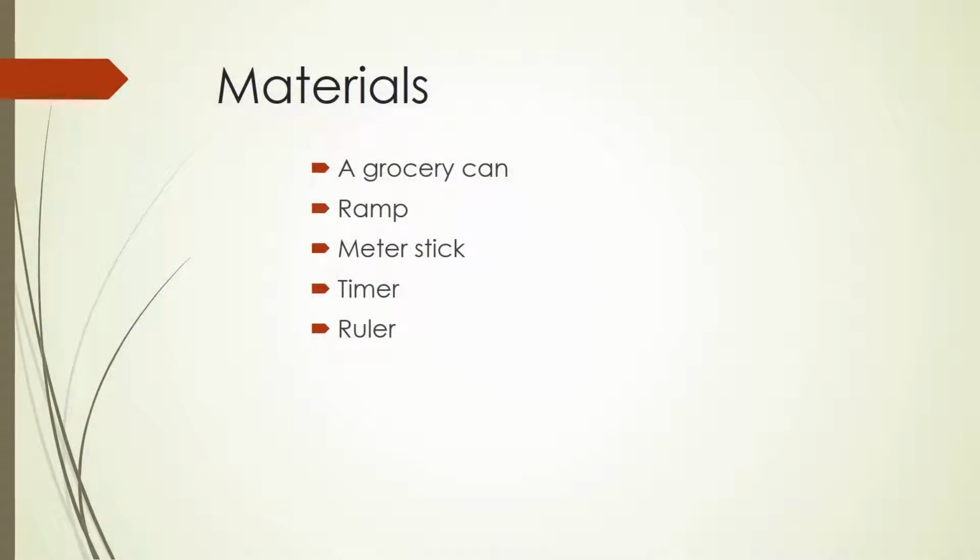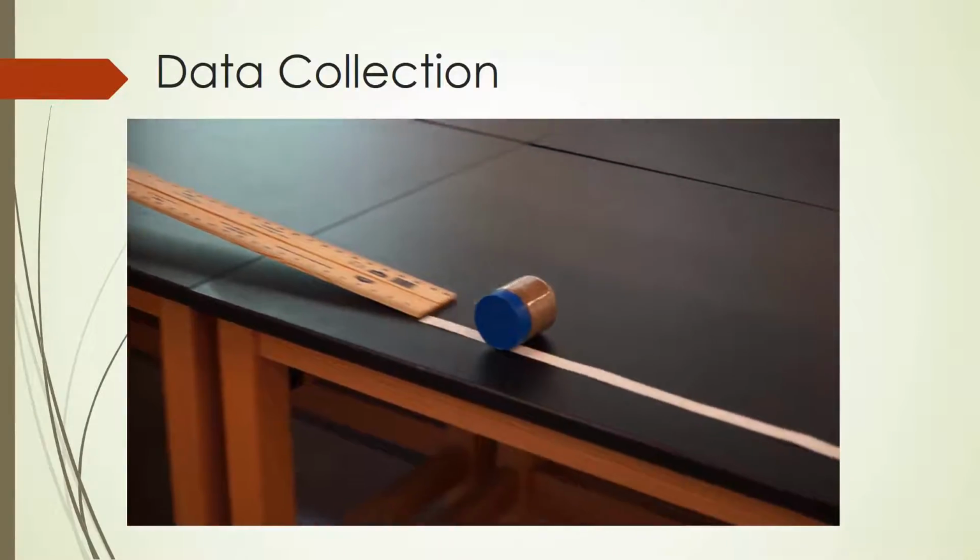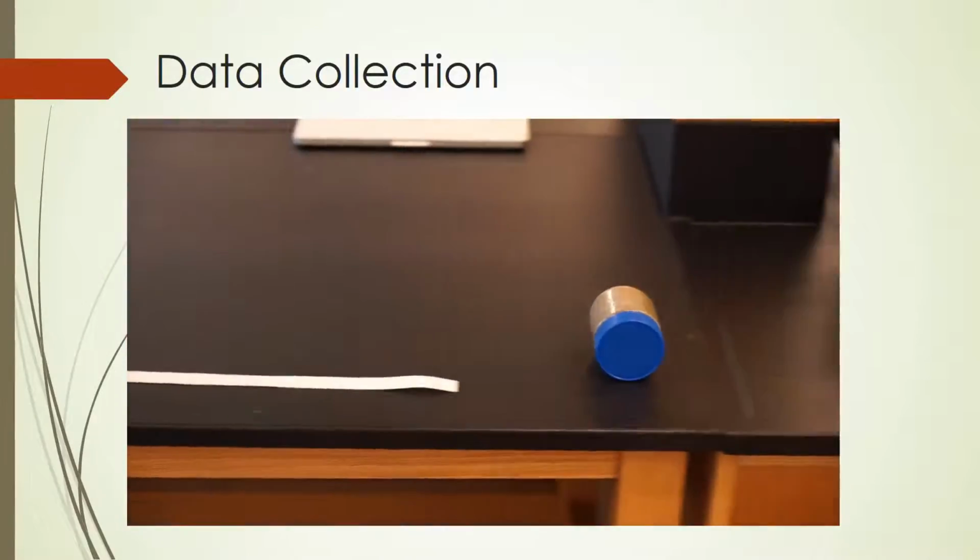The materials for this experiment are a grocery can, a ramp, meter stick, timer, and ruler. Here is an example of the motion of a can rolling down a ramp and across a flat surface.